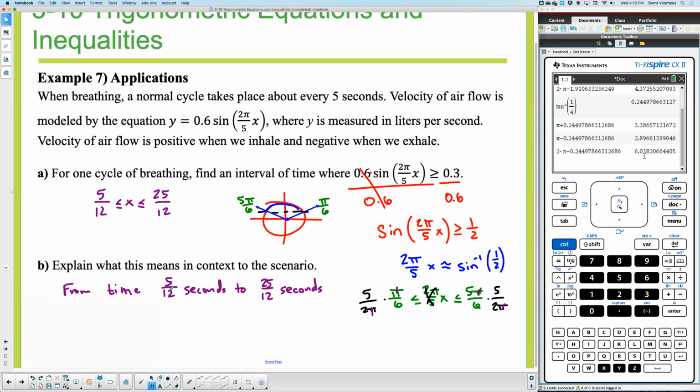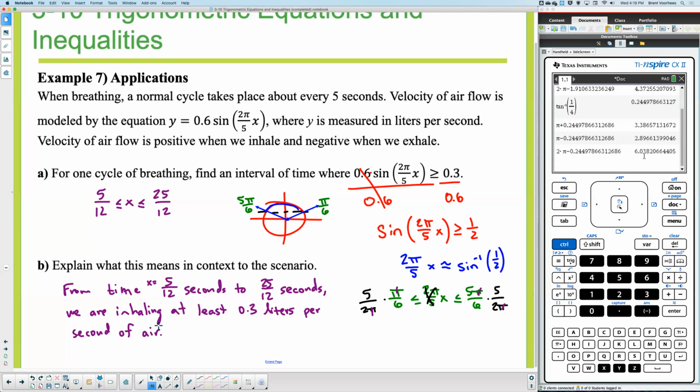From time t equals, or x equals, 5/12 of a second to 25/12 seconds, we are inhaling at least 0.3 liters per second of air. That's what that means in context.